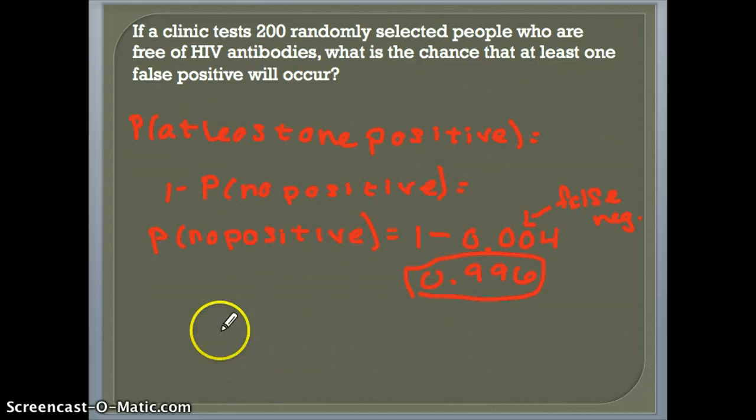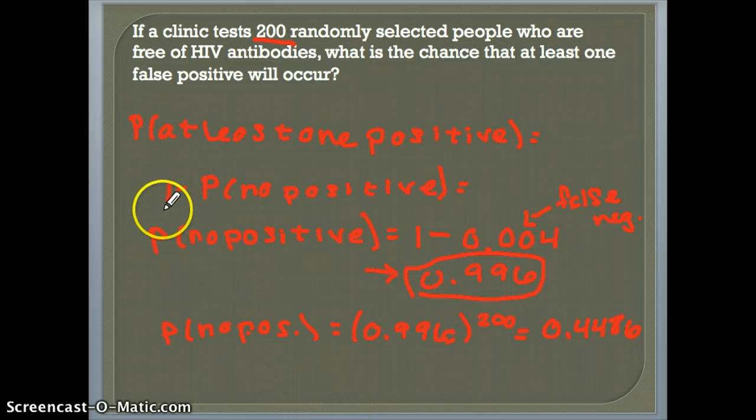And now the probability of no positives, we're looking for with 200 randomly selected people, not just one. So I have to do 0.996 times, you can either do it 200 times or you could give yourself an exponent of 200, and that's going to give you 0.4486. So we're still not done, because remember that this was ultimately what we had to do. And so now we'll do that now.